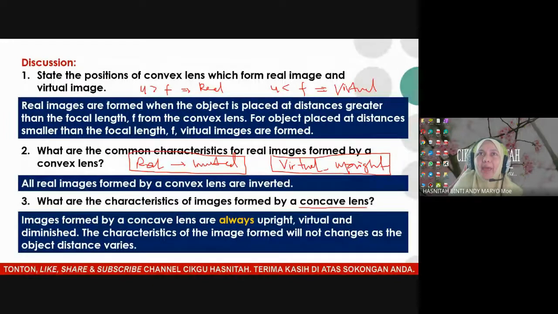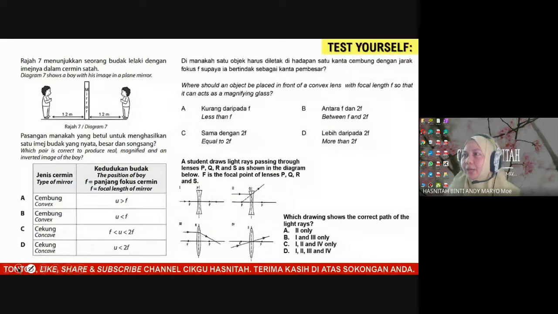Okay, wherever you place the object, it always forms an upright, virtual, and diminished image for a concave lens. I hope you are clear with that. Now let us try a few exercises on the third learning standard. Let us test your understanding.